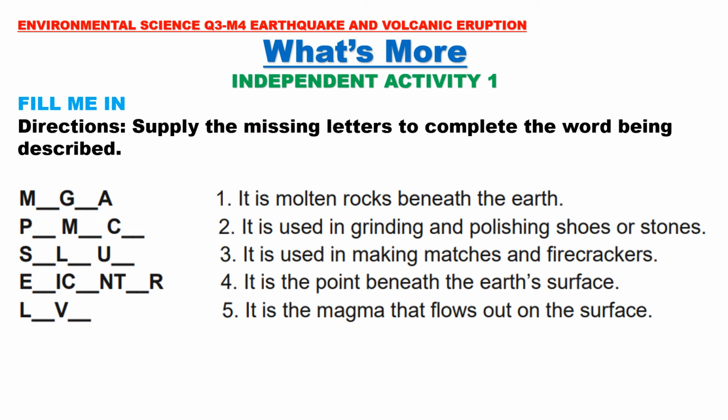So let us discuss the different activities that you will do. Independent activity number 1. Fill me in. Supply the missing letters to complete the word being described. Number 1. It is molten rocks beneath the earth. 2. It is used in grinding and polishing shoes or stones. 3. It is used in making matches and firecrackers. 4. It is the point beneath the earth's surface. And number 5, it is the magma that flows out on the surface.